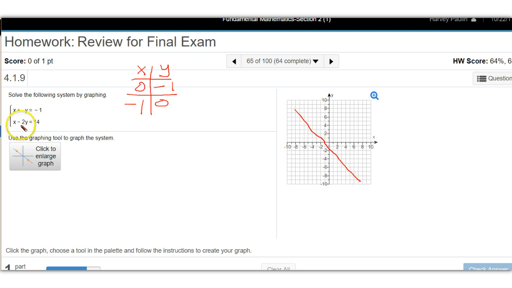Now we have to then graph this other one, and we're looking for a method to do it. Now because this is even, actually an x and y intercept T-chart would work very well for this one as well.